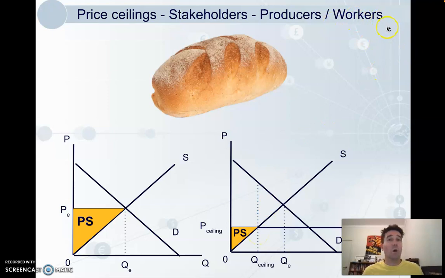Now, in regards to workers, all we need to look at for workers is the quantity sold, right? Lesser quantity sold means fewer workers are required. People are going to lose their jobs. Workers are going to be worse off here.